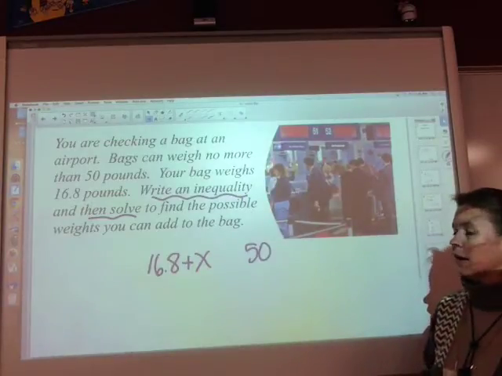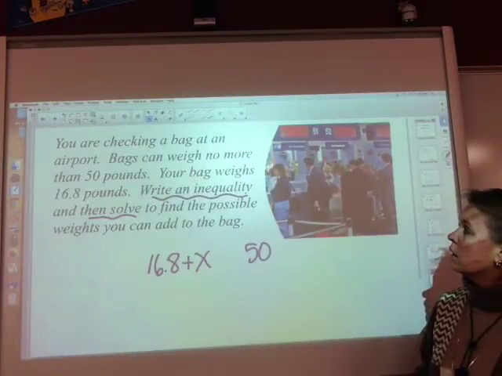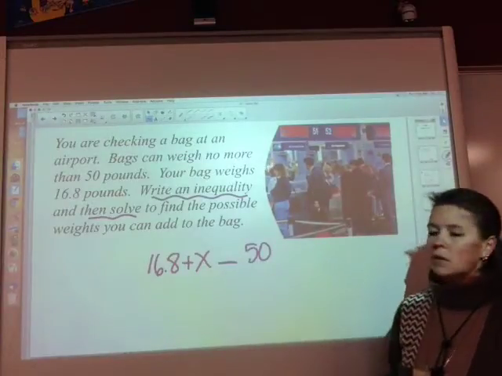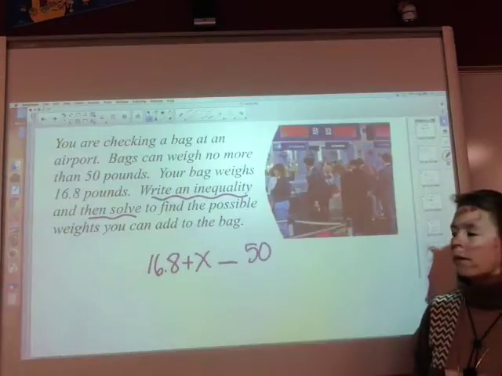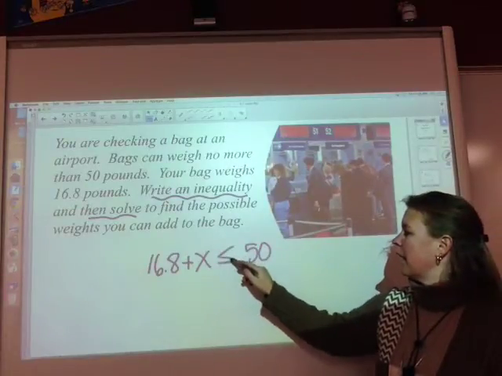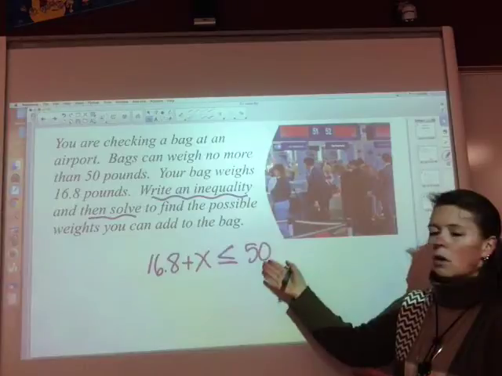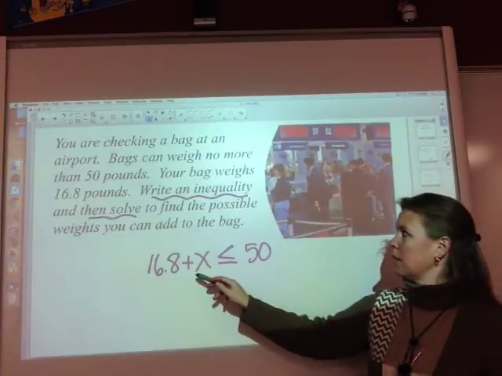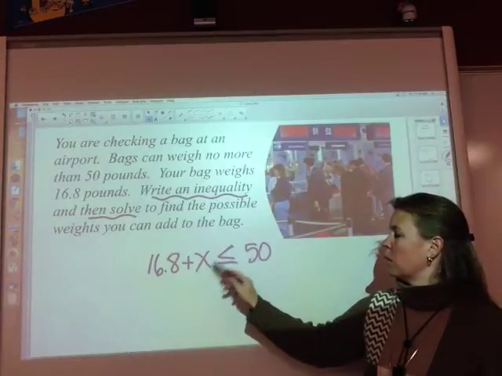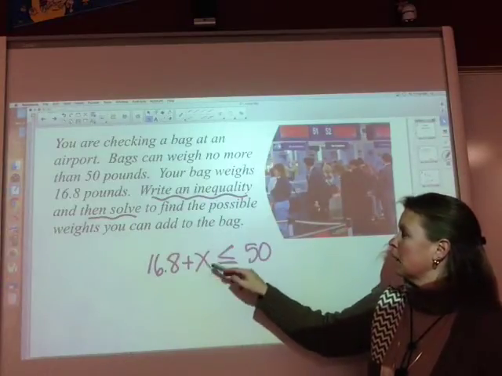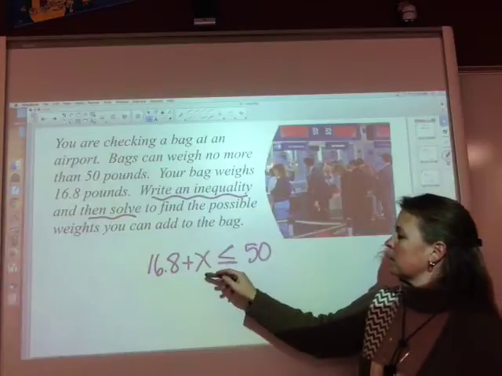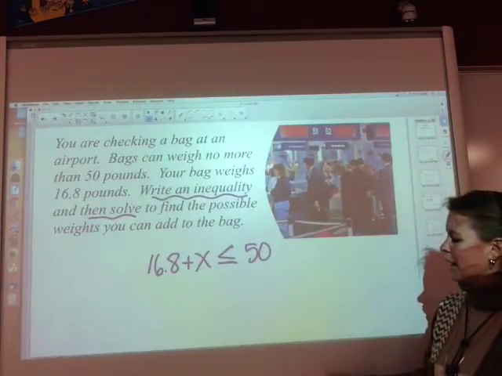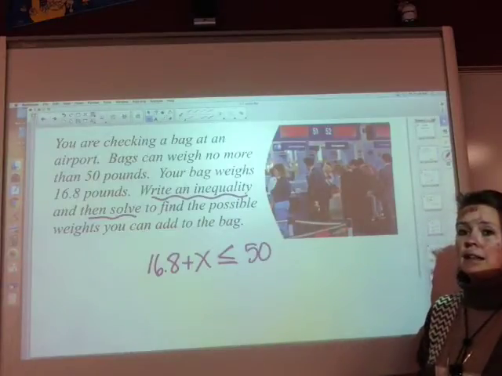You have to ask yourself, can it be exactly 50 pounds? Weighs no more than 50 pounds. Yeah, it can be exactly 50 pounds, so it could equal. But then it needs to be less than that. Every time your poundage goes over 50, you have to pay more money. 16.8 plus whatever you're going to add when you go shopping, little souvenirs or a couple snacks you're going to take with, has to be less than or equal to 50. Write an inequality, it says, then solve it.